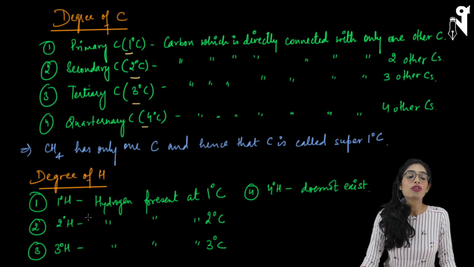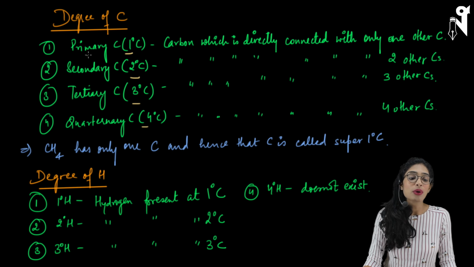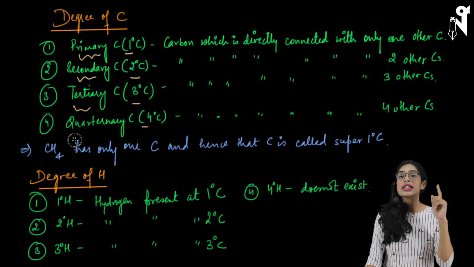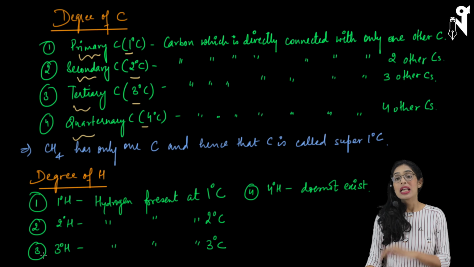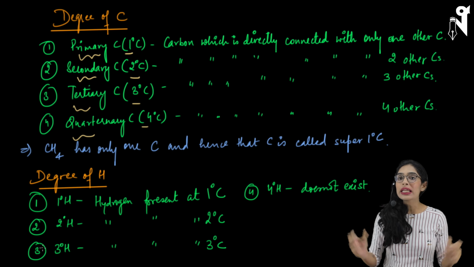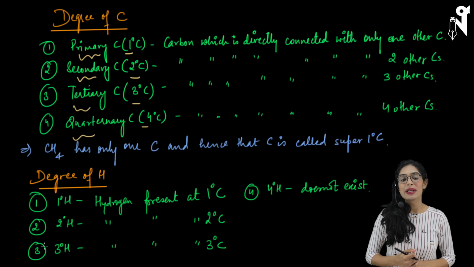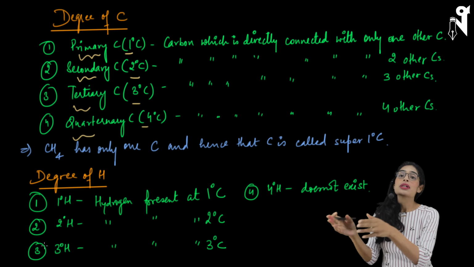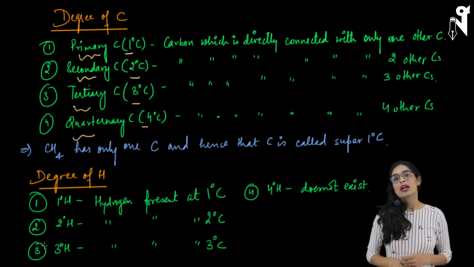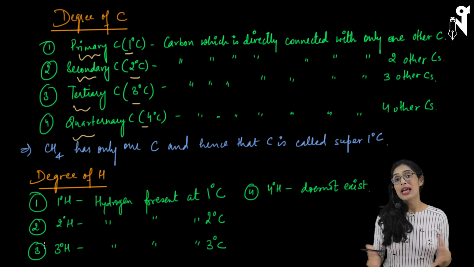The carbon can be of primary degree, secondary degree, tertiary degree, and quaternary degree, which we also call 1 degree, 2 degree, 3 degree, and 4 degree. Now how will we figure out in a compound what degree a particular carbon is showing? That basically depends upon how many carbons it is further connected to, or basically how many immediate neighbors it has as a carbon.